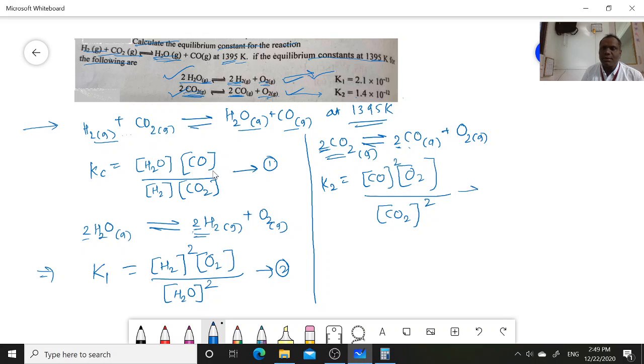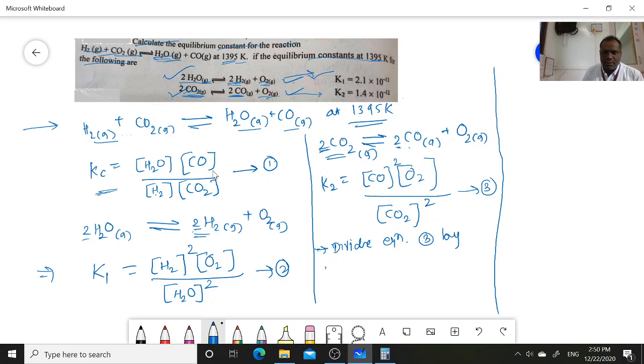Suppose this is equation number 3. Now we know that the equilibrium constant is like this, H2O, H2CO, right? If you divide K2 by K1, then we will get nearly the same value. If you divide equation 3 by 1, what will we get?